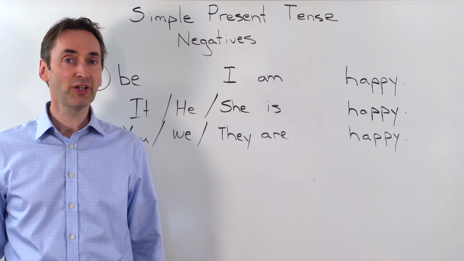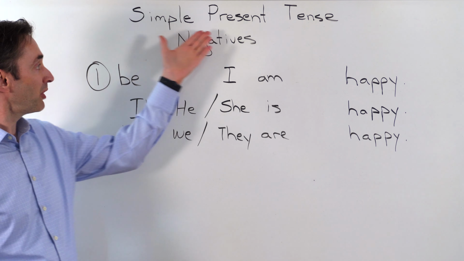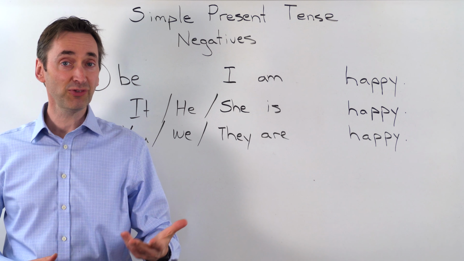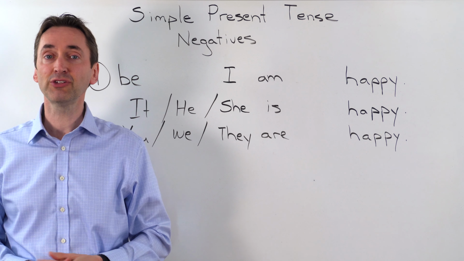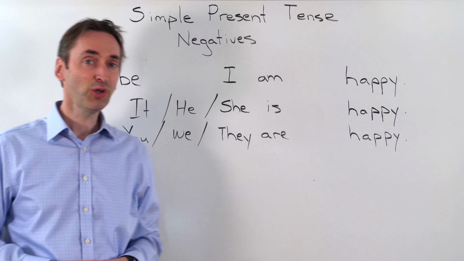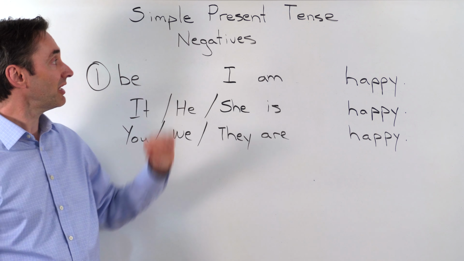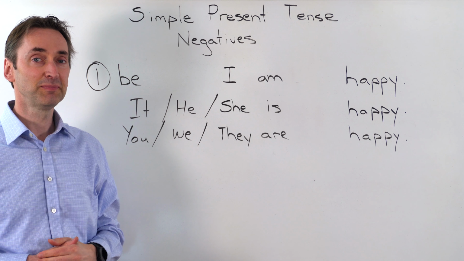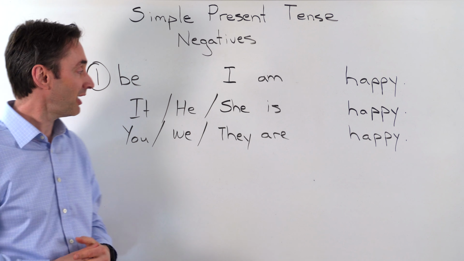Today we're going to take a look at simple present tense negatives. How to make a negative sentence in the simple present tense form. 今日の勉強は現在形の文章を否定にすること。First we'll look at be verb.